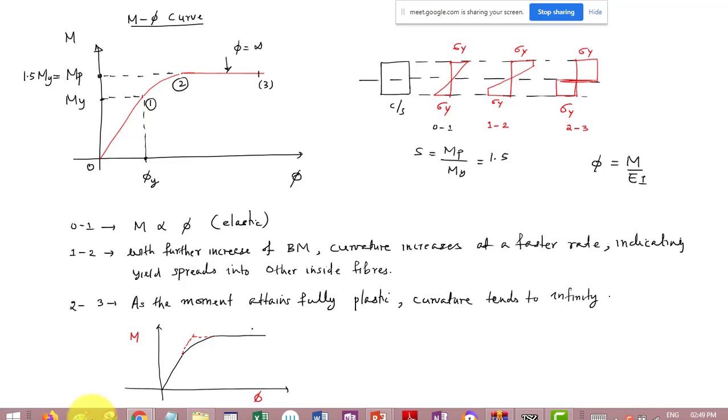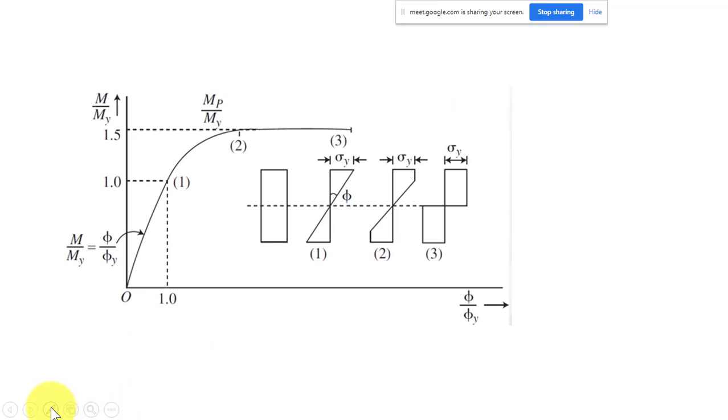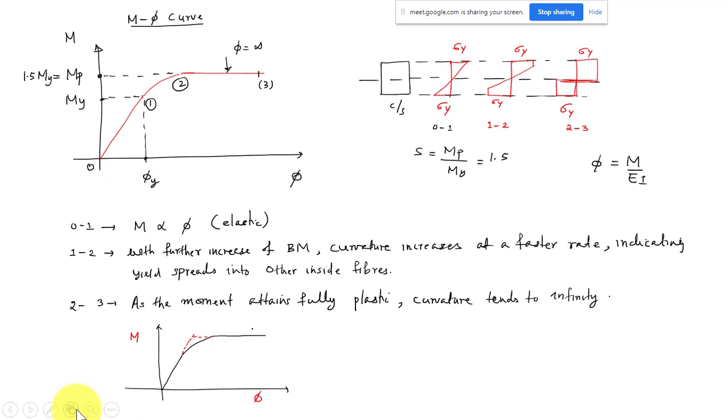So like our stress strain diagram we can idealize, similarly the moment curvature relation also we can idealize. So I can extend this straight line and extend this straight line, and it will join at this point. Okay, so this idealized moment curvature relation also we are using sometimes. Instead of this one, we can also draw like this, the M phi curve.